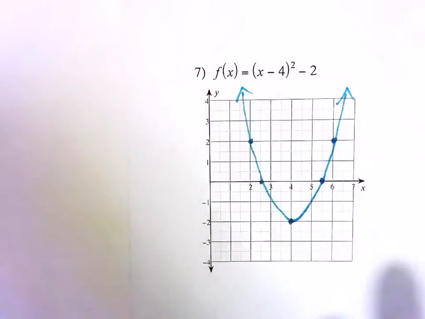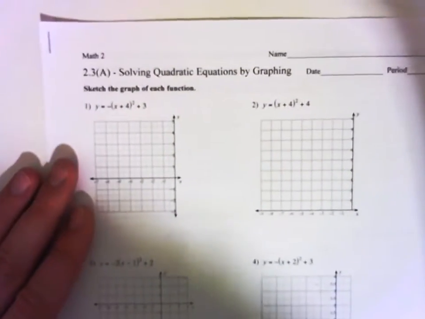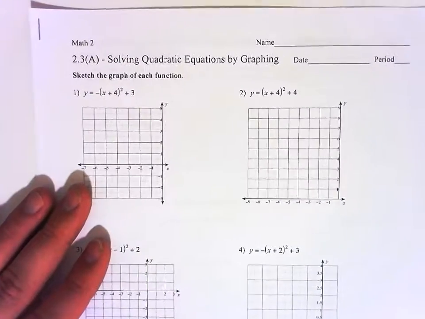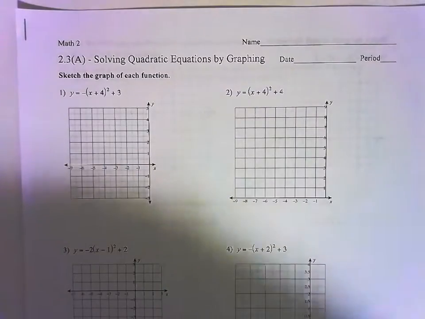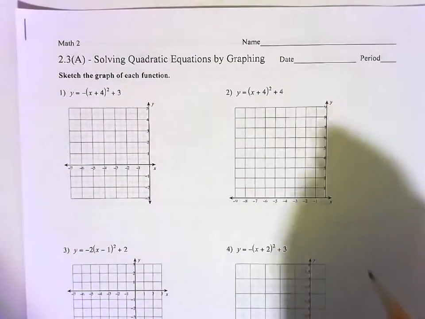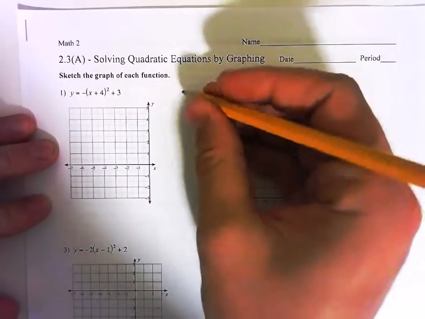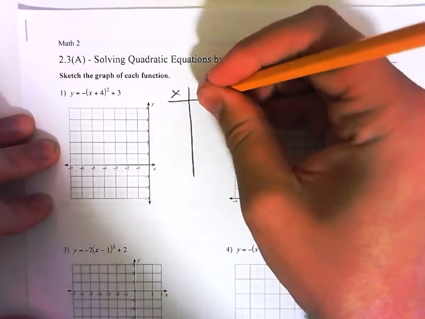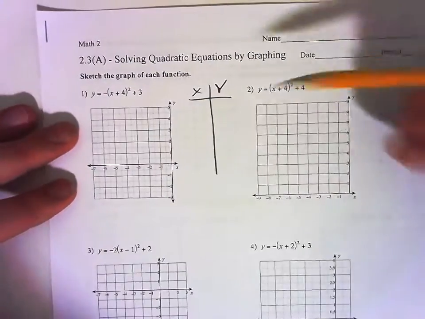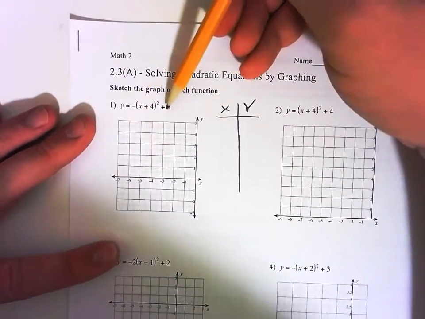Okay, now let's look at that other worksheet, 2.3a. So this front side, you can do what we were doing on that last one and graph it with your graphing calculator app, or you can do it by hand and make a table and plug in x numbers into this equation and see what it gives you for y.